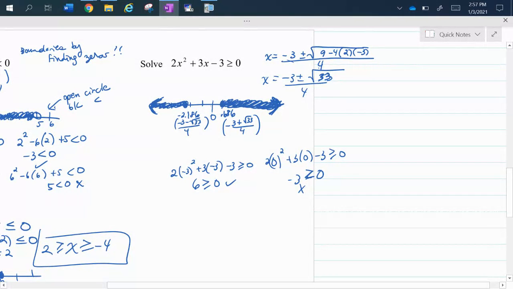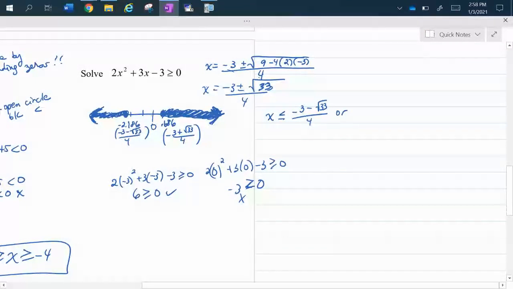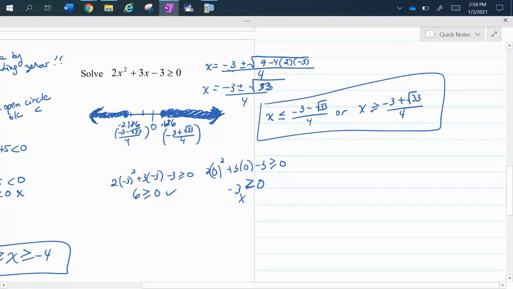So I'm going to write it as an or. I'm going to say x is less than or equal to the smaller number, this big nasty thing, or x is greater than or equal to the bigger number. And that's it. So remember, the inequality is my answer, not the number line. All right, good job.